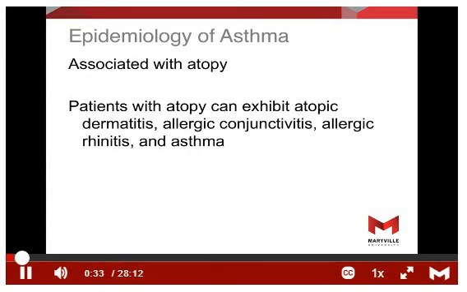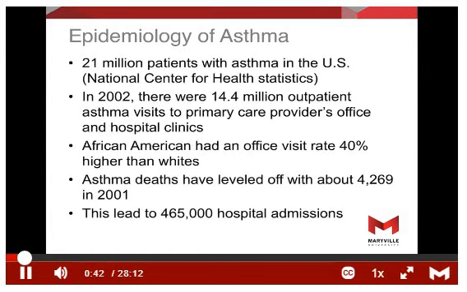Epidemiology of asthma. It's associated with atopy. Patients who have atopy exhibit atopic dermatitis, allergic conjunctivitis, allergic rhinitis, and asthma. The epidemiology is that 21 million patients in the United States have asthma. In 2002, there were 14.4 million outpatient asthma visits to primary care provider offices and hospital clinics. African Americans had an office visit rate of 40% higher than whites, and asthma deaths have leveled off with about 4,000 in 2001. This leads to 465,000 hospital admissions annually.